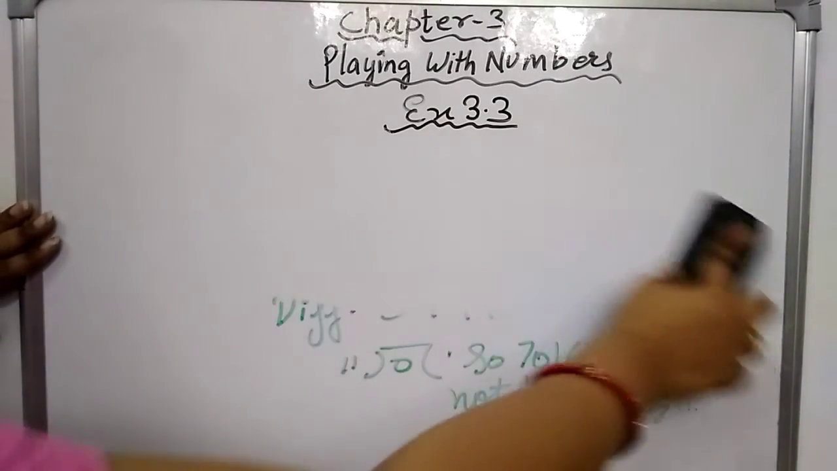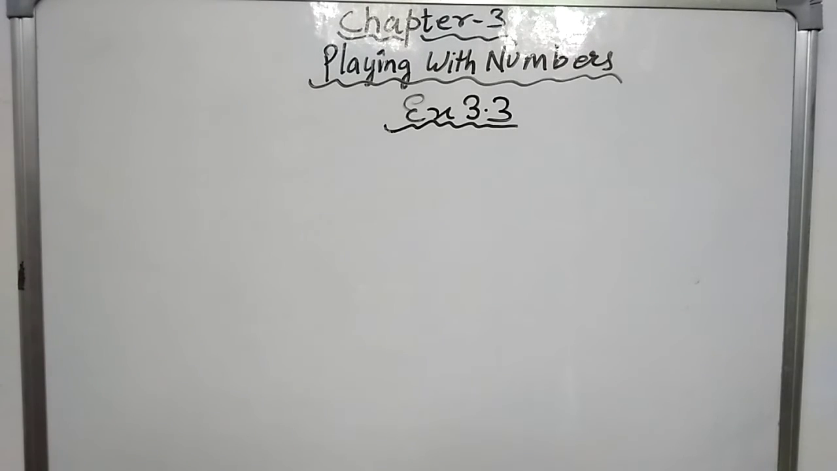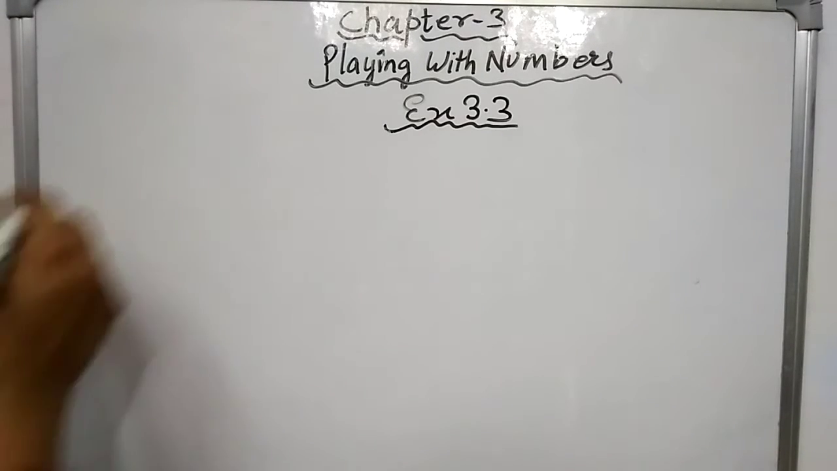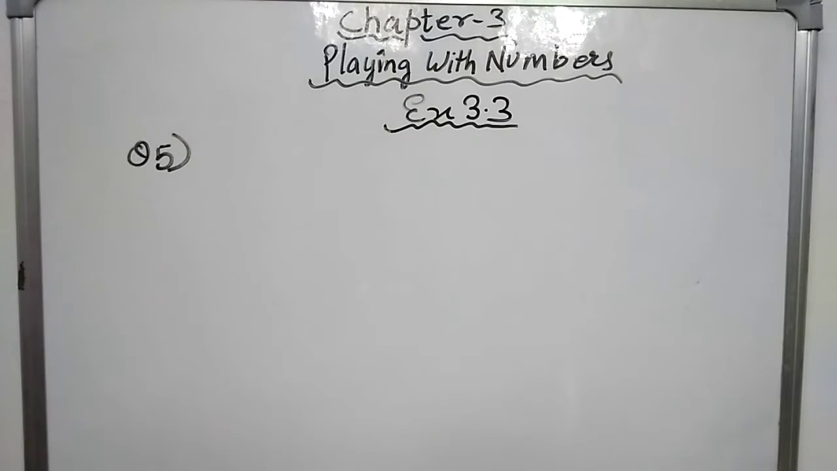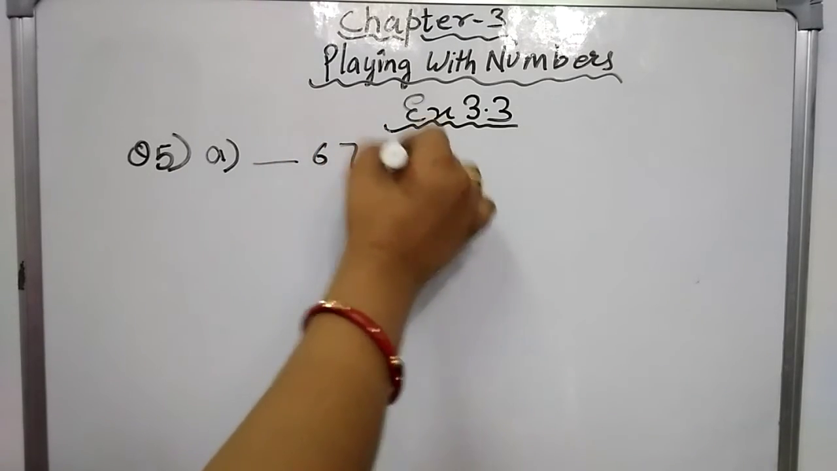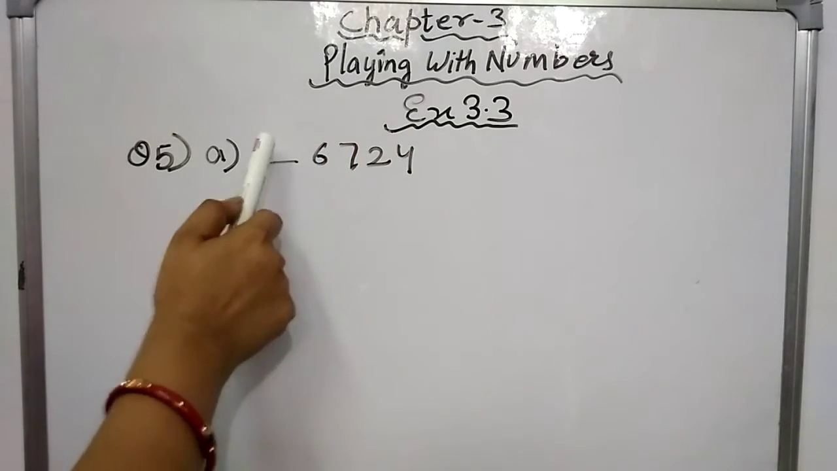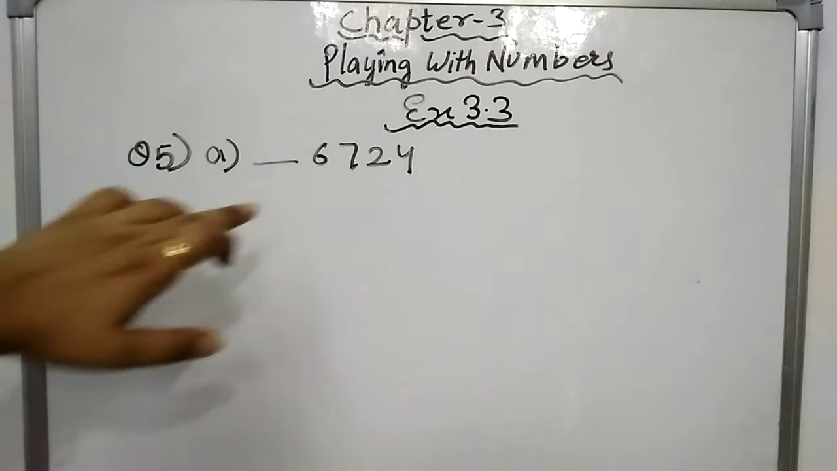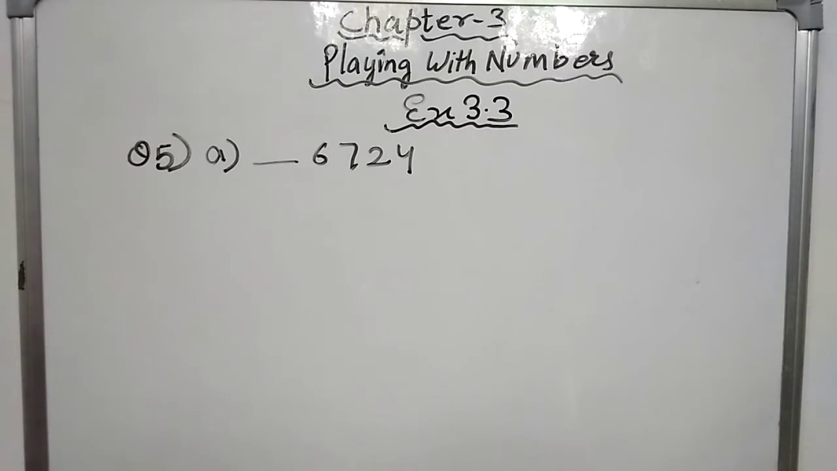Moving on to question number 5. Rest all numbers you will try yourself. Question number 5. Write the smallest digit and the greatest digit in the blank space of each of the following numbers so that the number formed is divisible by 3. Now some incomplete numbers are given to us. We need to write here the correct digit so that this number is divisible by 3.